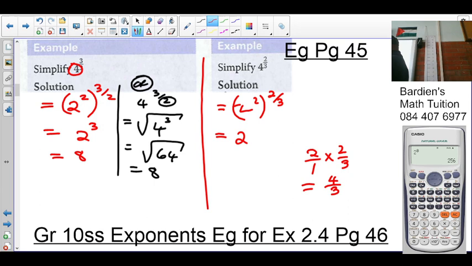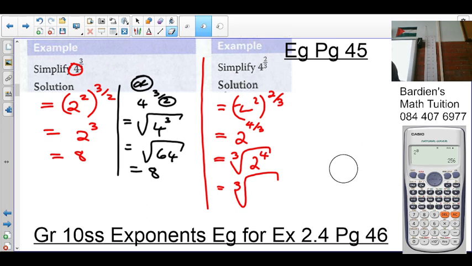What's 2 times 2? 4 over 3. So that's 2 to the exponent 4 over 3. But this can be written in radical form as the cube root of 2 to the 4. So what's 2 to the 4? 16. Okay. So it's the cube root of 16. And of course there are more ways that we can represent that answer, but more of that we do in grade 11. Okay.